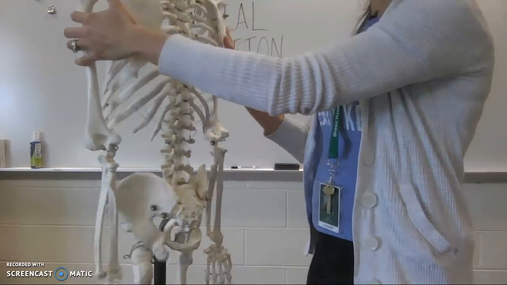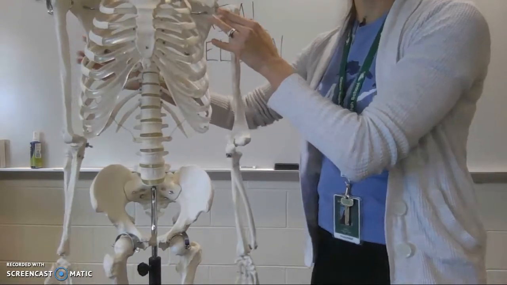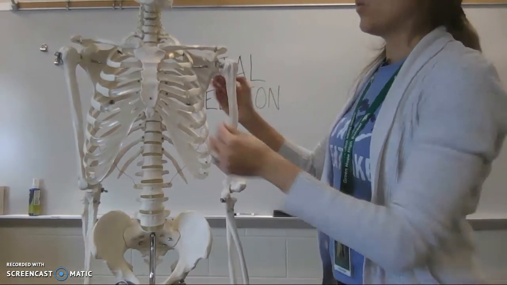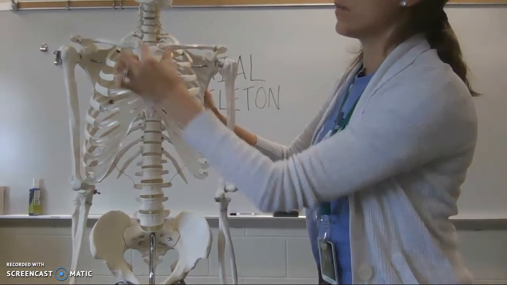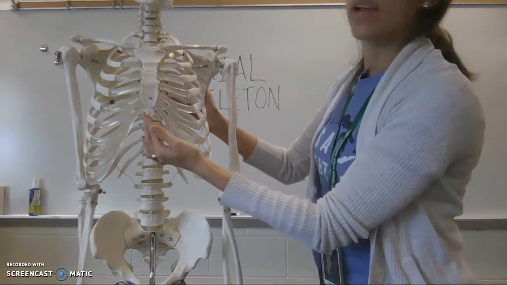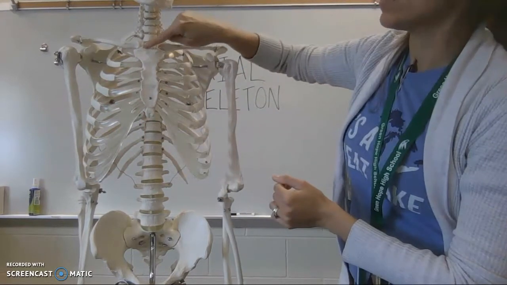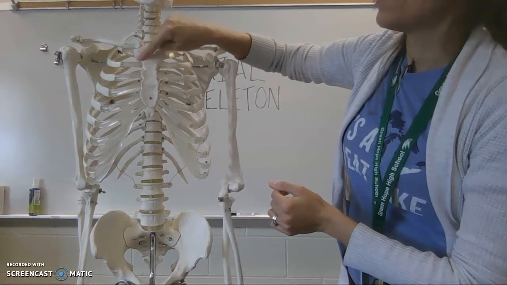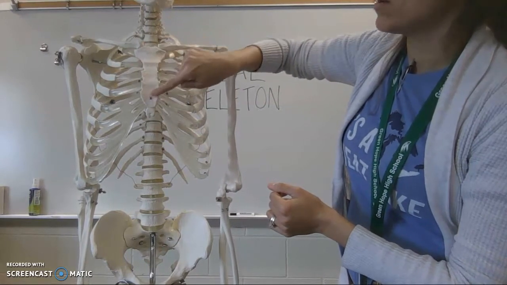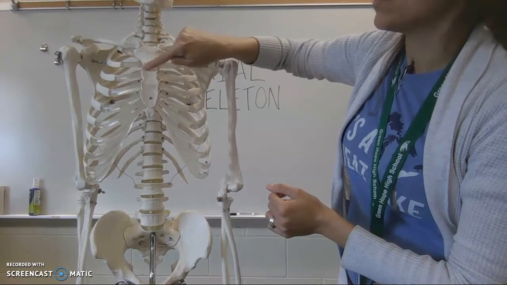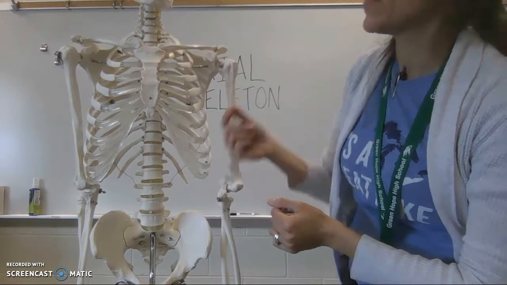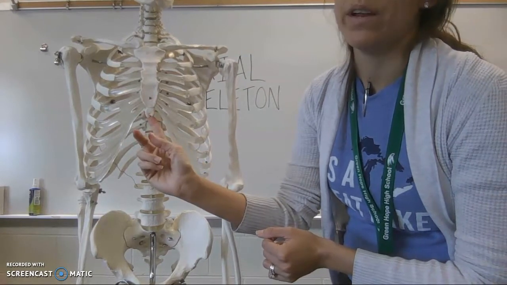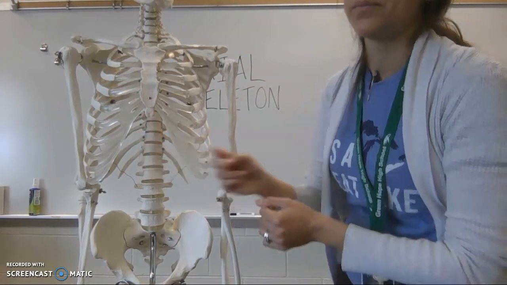Moving on to the thorax, we'll turn our skeleton to the front here. This in the front is the sternum. It can be broken down into 3 parts. The top part here is known as the manubrium. The middle part, the bulk of that sternum, is known as the body of the sternum. And this protuberance on the end is known as the xiphoid process.